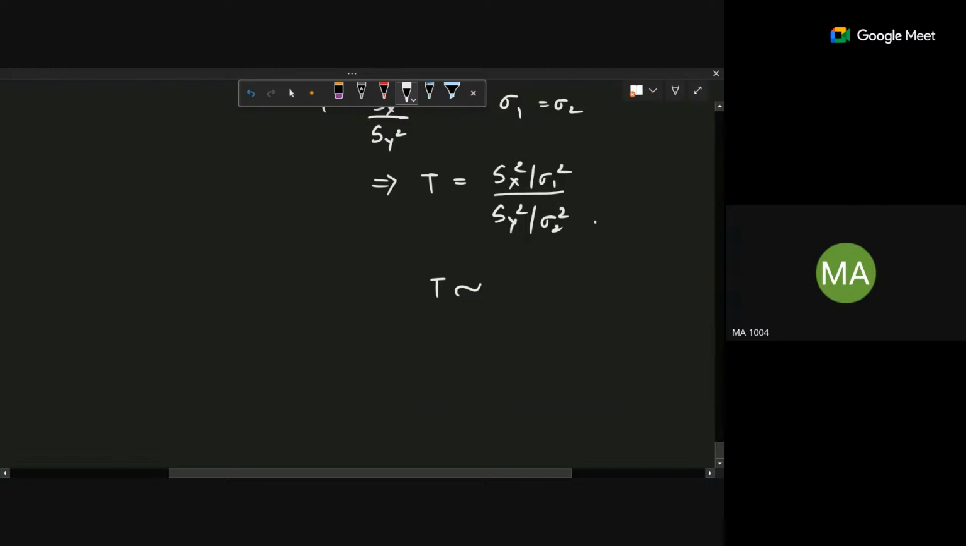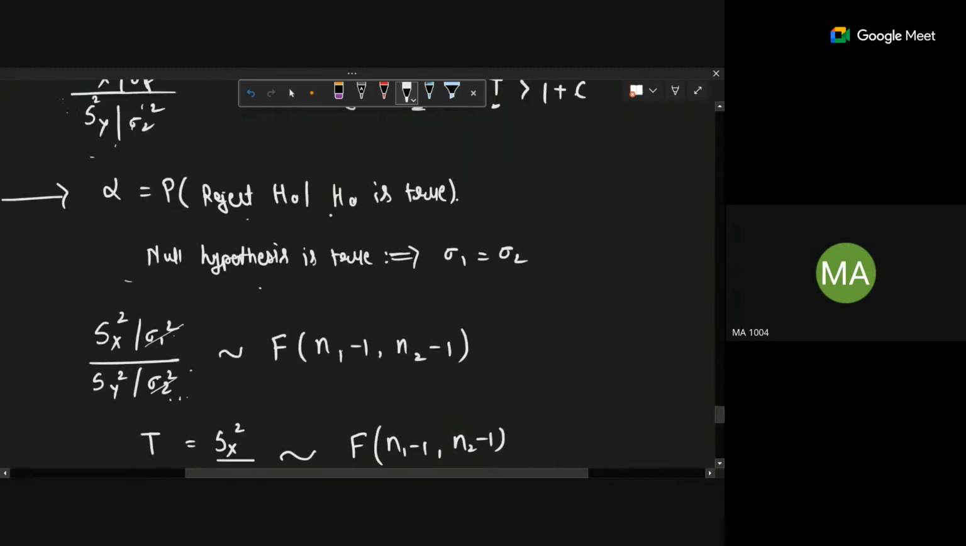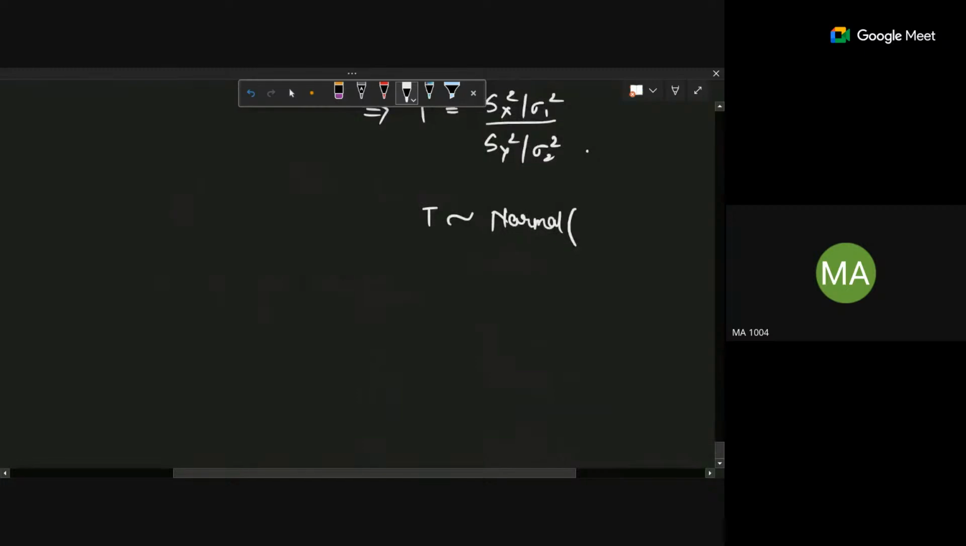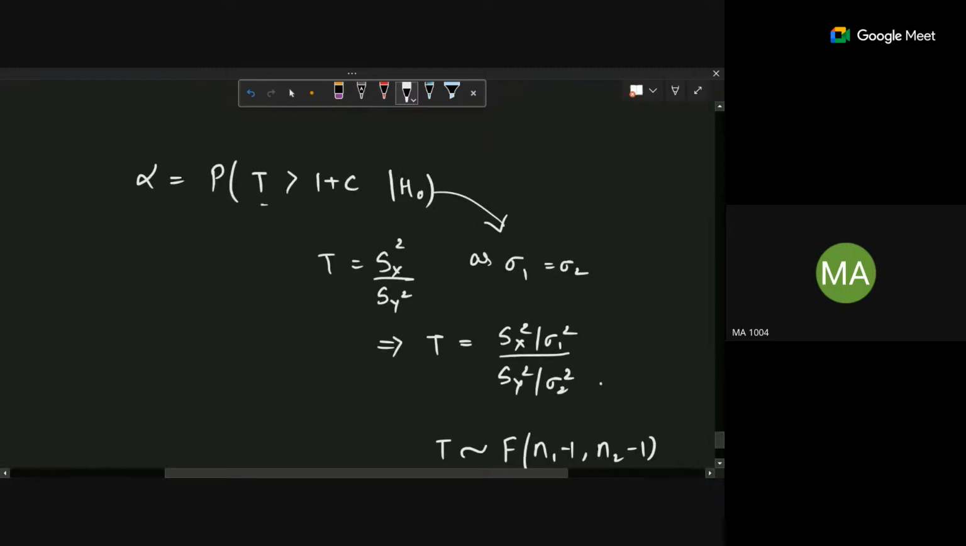So what is my distribution for T? It is normally distributed with mean... what was the mean for T? Sorry, it's not a normal distribution, it's an F distribution with degrees of freedom n1 minus 1 and n2 minus 1. So using that, this alpha is nothing but 1 minus this part.